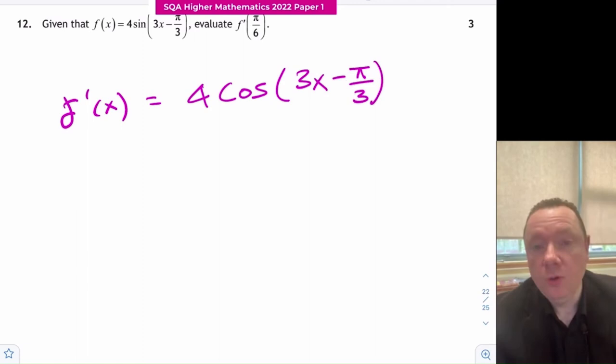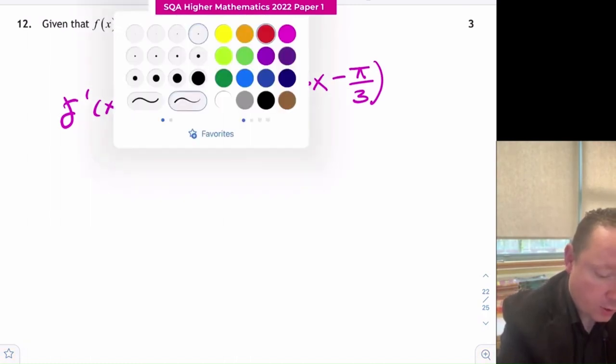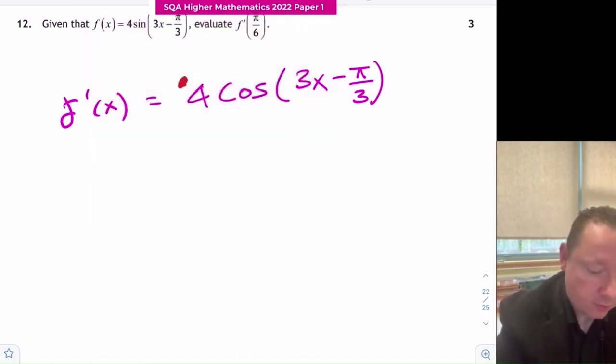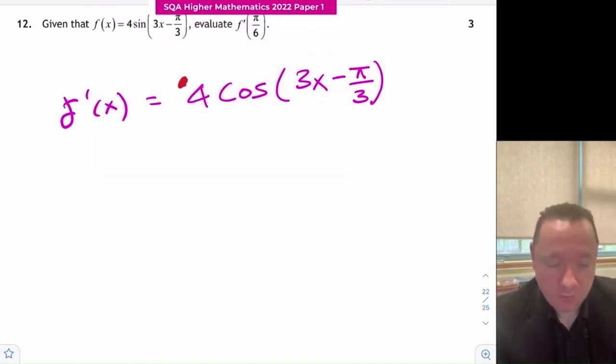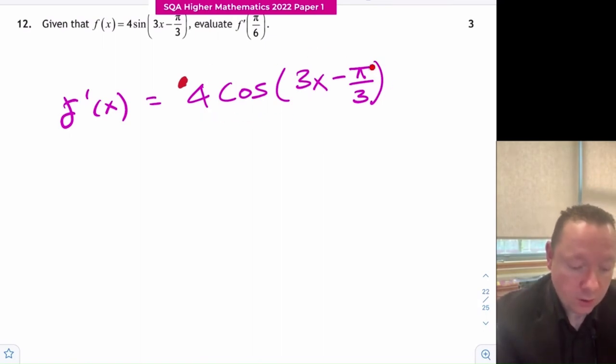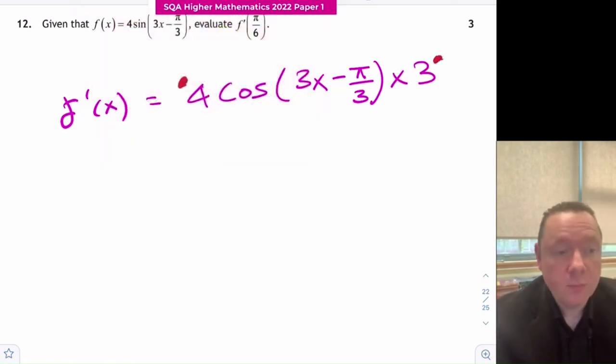And just for doing that part, without actually finishing the differentiation, which I'm going to do in a moment, you get your first mark. For your second mark, you have to then realize that this is the chain rule. So you've got an inner function of 3x minus pi over 3, and you need to differentiate that and times the whole thing by that. If I differentiate this part, the constant is nothing, and differentiating 3x is 3. So I need to times by 3, and we get a second mark for realizing that and writing down that we're going to times by 3.